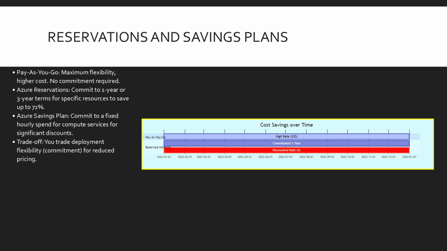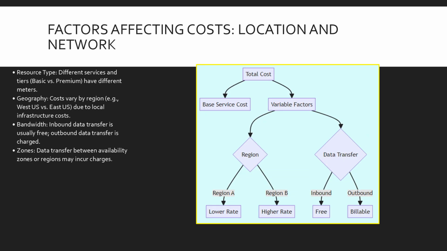This chart illustrates the time commitment aspect. The top bar shows the pay-as-you-go model running actively at a high rate for a year. The bottom bars show a reserved instance where you make a commitment for that same duration. In exchange for locking in that timeline, you unlock the discounted rate, highlighted in red, demonstrating the financial benefit of long-term planning.